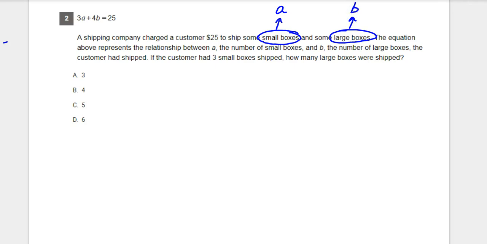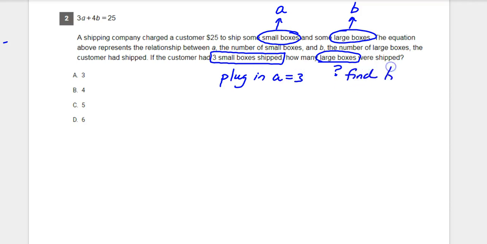And it says if the customer had 3 small boxes shipped, so we know that. We know there are 3 small boxes. And then the question is, how many large boxes? So that's what we're after. We're after B. So basically, it looks like we need to plug in A equals 3, because 3 represented the small boxes, and then we need to find the letter B.